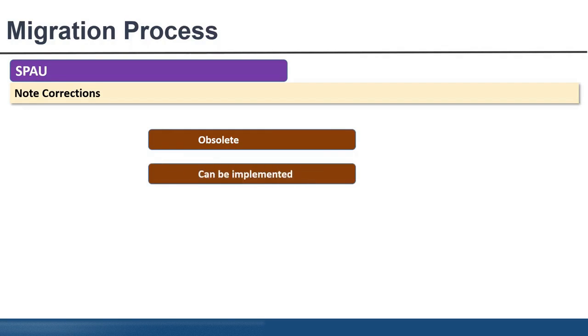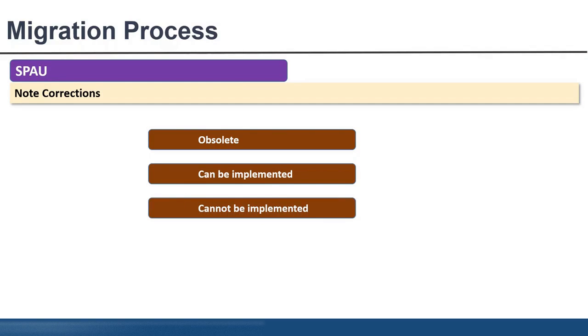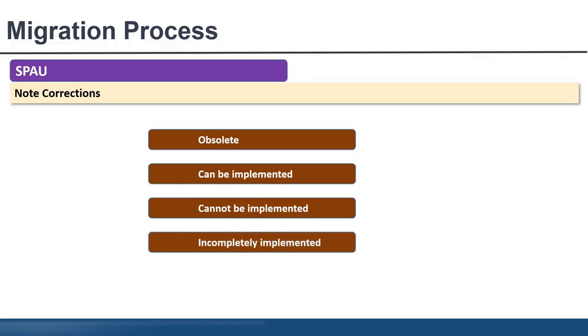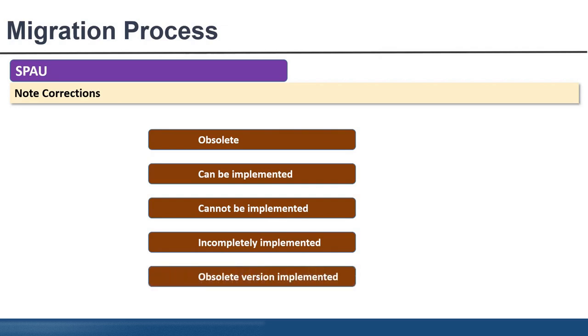Can be implemented. Here you need to implement the notes by reading them. If it has any pre-implementation or post-implementation steps, you need to take care of them. Cannot be implemented. These are not meant for the present release. Incompletely implemented, which means the previous note is implemented incompletely, so you need to complete the same. Obsolete version implemented. They have a newer version in the marketplace or a higher version of the support package is implemented already.